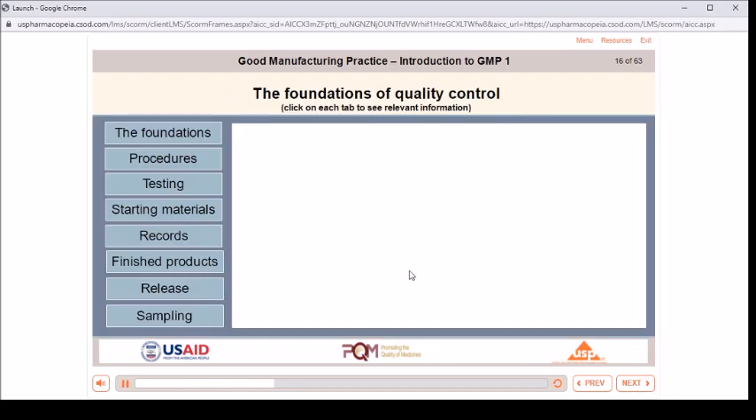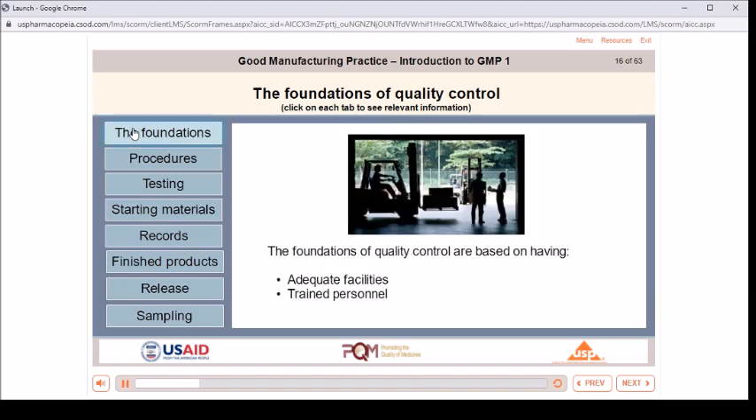The foundations of quality control. The foundations of quality control are based on having adequate facilities, trained personnel.